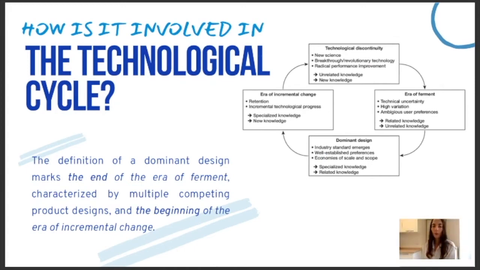So how is it involved in the technological cycle? The emergence of a dominant design marks the end of an era of ferment and the beginning of an era of incremental change. As we can see on the right, the era of ferment was characterized by technical uncertainty, multiple competing product designs, and ambiguous user preferences, while the era of incremental technological progress is characterized by retention and incremental technological progress.